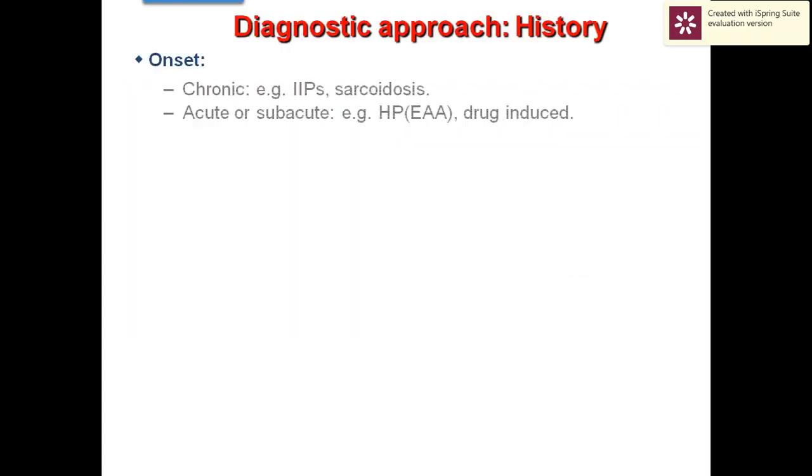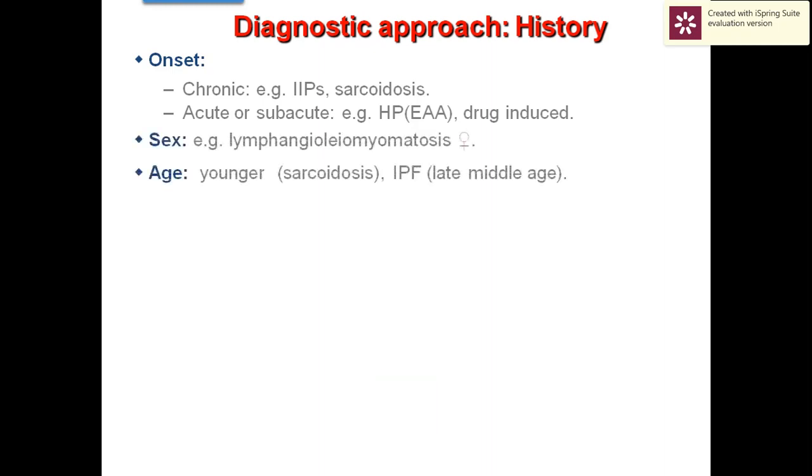Diagnostic approach. First of all, history. Onset. It is chronic in people with idiopathic interstitial pneumonia or sarcoidosis. Acute or subacute is most common here in Gaza.